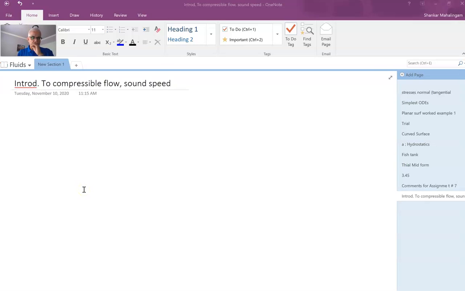In a previous video, we had talked about basic equations that are relevant for compressible flow. So we're going to continue the introduction to compressible flow, and the goal in this short video is to come up with an expression for the sound speed. So in the case of incompressible flow, let's back up a bit.